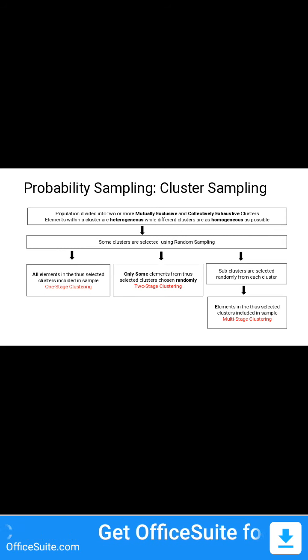Again, there are four different types of non-probability sampling techniques. The first one is called judgment sampling. Why is it called judgment sampling? Because it depends a lot on the judgment of the researcher.